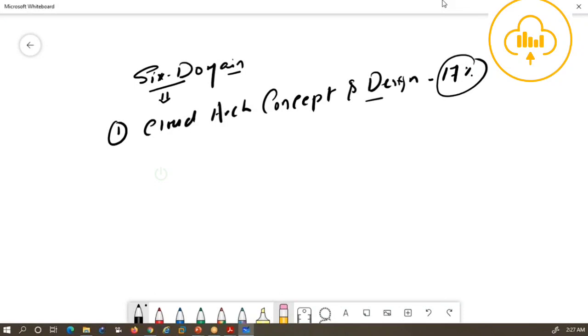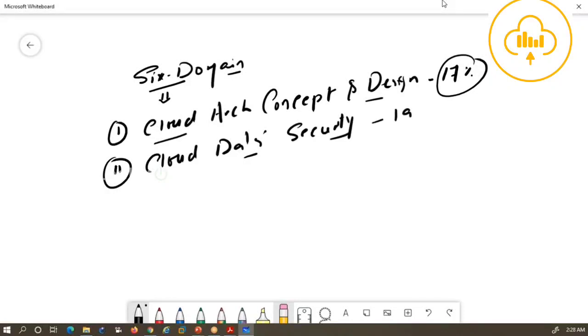So let's see exactly what we have on the cloud concept. But before that, let me introduce some other domains as well. As I told, the cloud architectural concept has 17% of the weightage. The second domain is cloud data security. It is very important that we understand the different steps there, and the domain weightage is right now 19%. There were some changes last year, and the weightage changed. The previous weightage for cloud data security was 20%, now it is reduced to 19%.